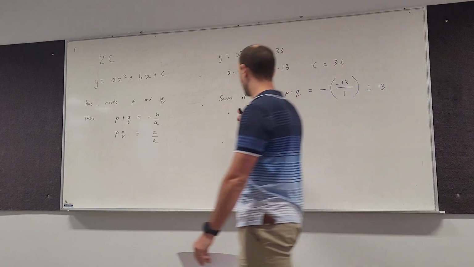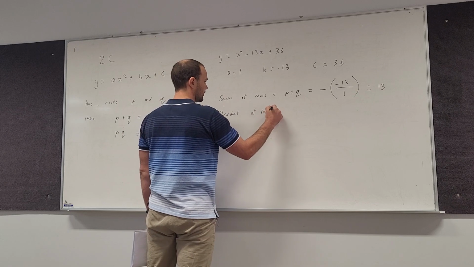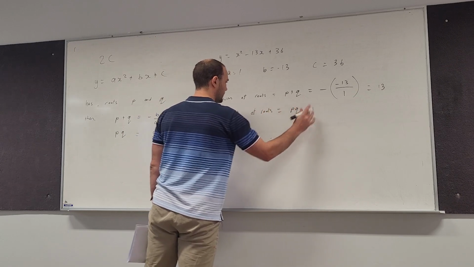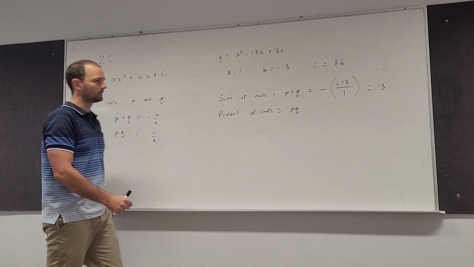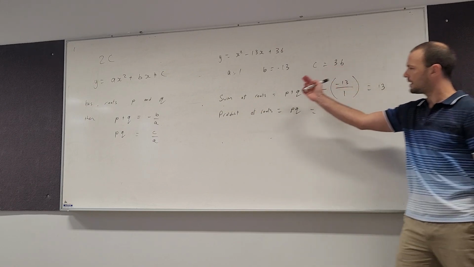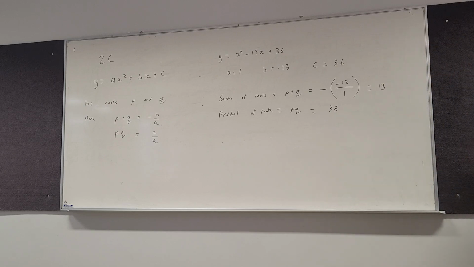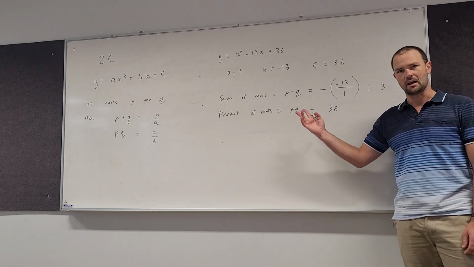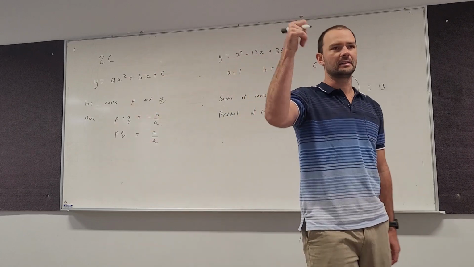Okay, how about for the product of the roots? All right, the product of the roots is p times q, and that's equal to c divided by a. So in our circumstance, 36 divided by 1, the product of the roots is 36. Okay, so we can establish that without knowing what the roots are, just by referring to the general form of the quadratic. So that's part A, done.